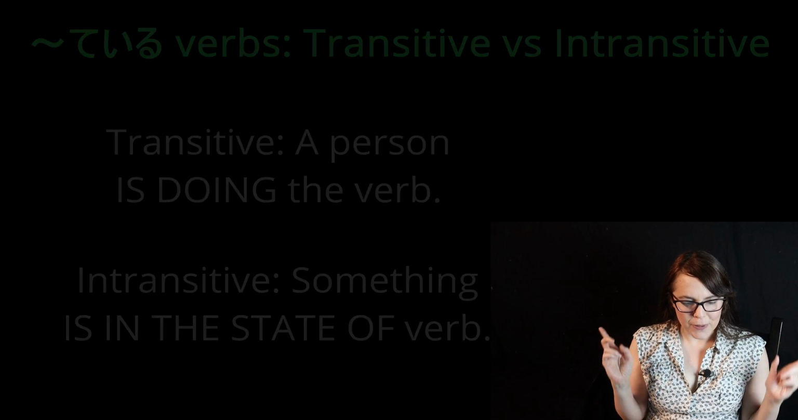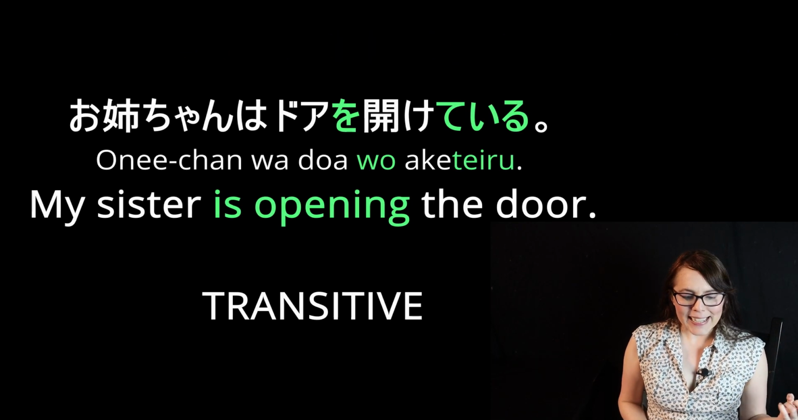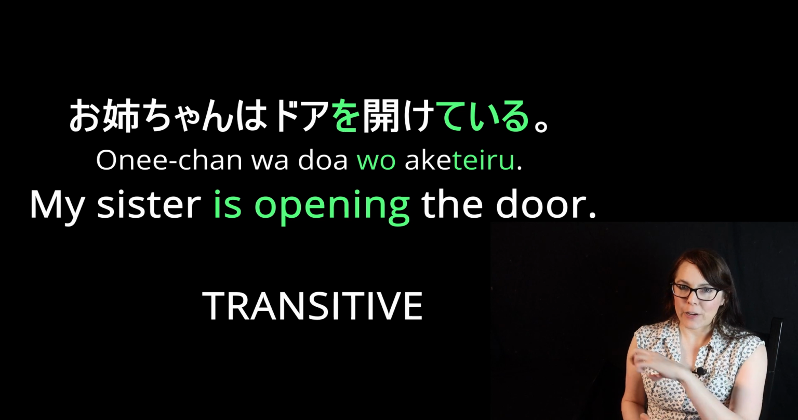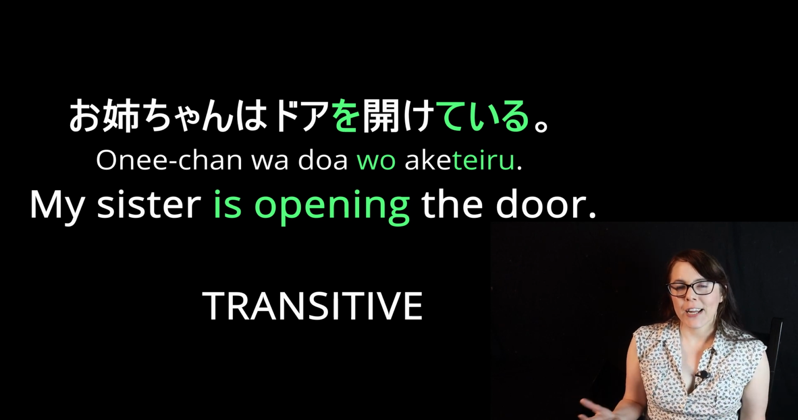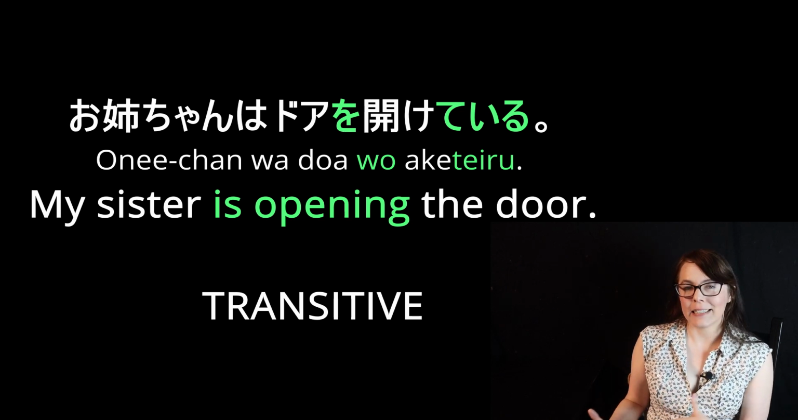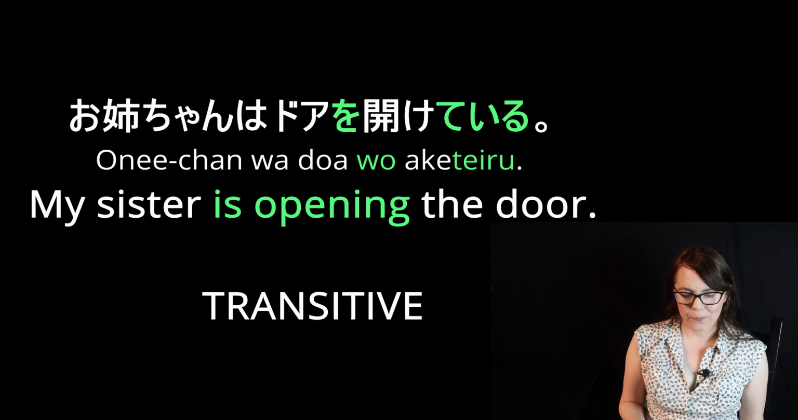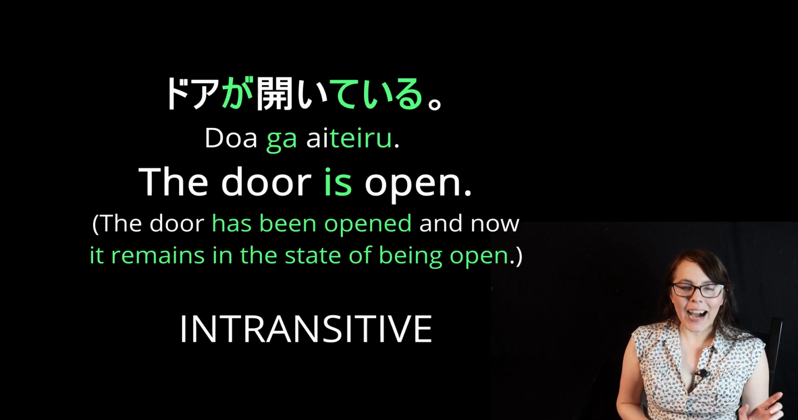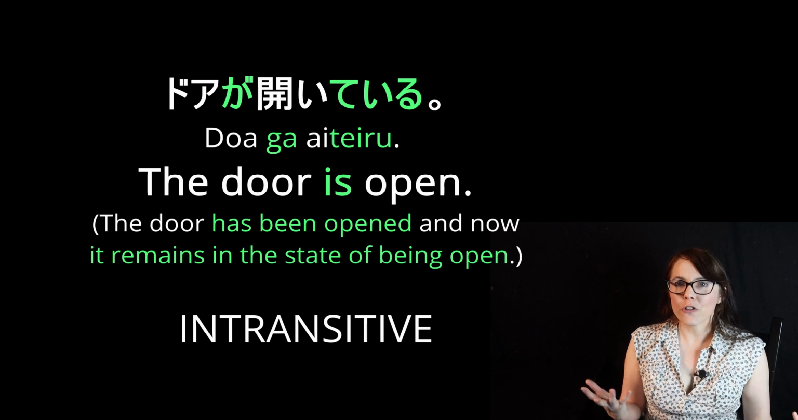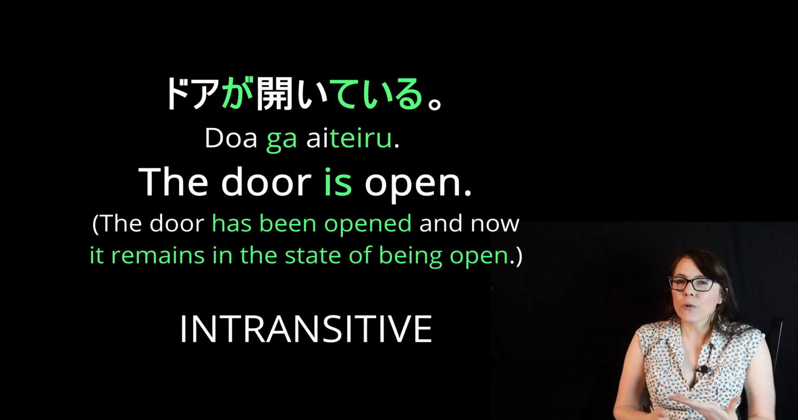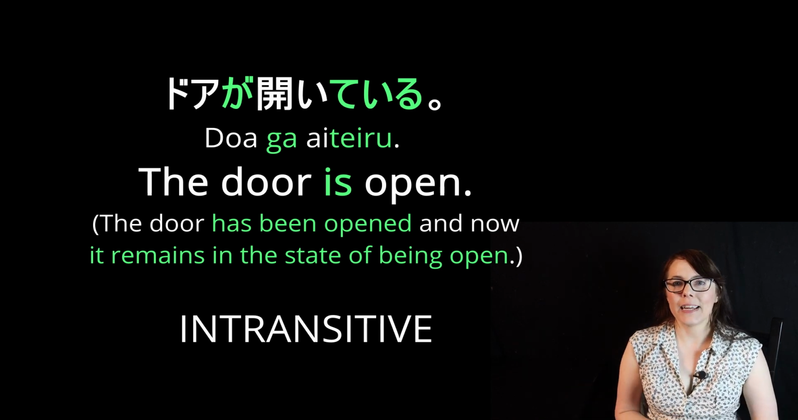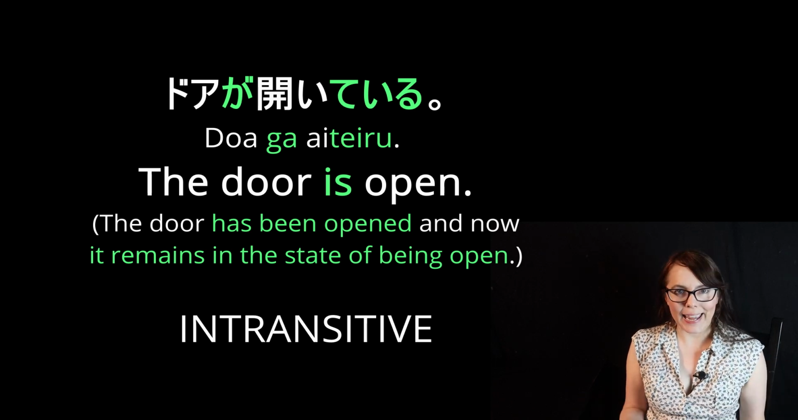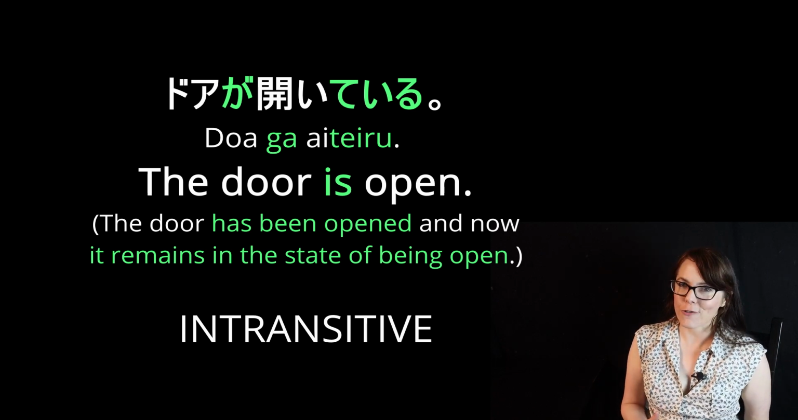And here are some examples. Here's a transitive sentence. Onee-chan wa doa o aketeiru. That means my big sister is opening, aketeiru, the door. Versus intransitive, doa ga aiteiru. That's just the door is open, not the door is opening. It is in the state of being open because it's an intransitive verb.